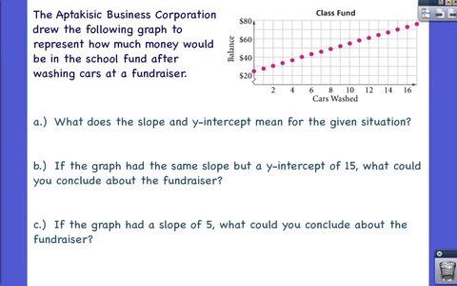The Eptikisik Business Corporation drew the following graph to represent how much money would be in the school fund after washing cars at a fundraiser. What does the slope and y-intercept mean for the given situation?